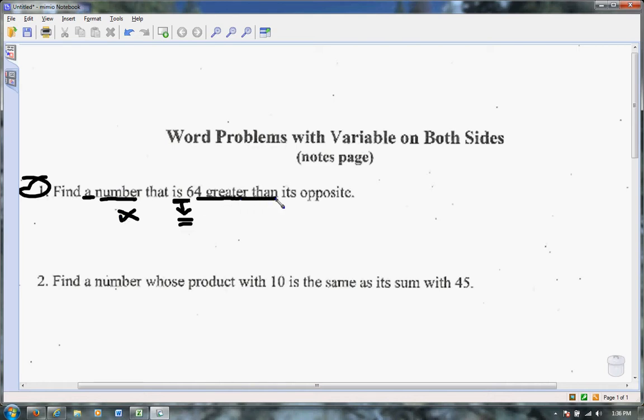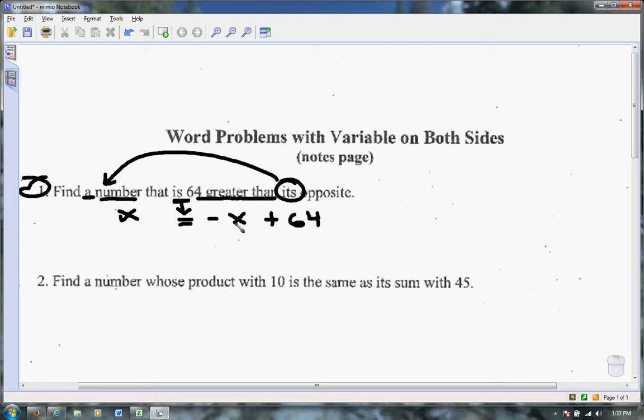Wouldn't that be like adding 64 to something? So let's add 64, but we don't know what we're adding it to yet. 64 greater than, what is it greater than? It's greater than its opposite. Well, what's the "its"? It's this number that we use. So what would the opposite of x be? Negative x. And now we have an equation.